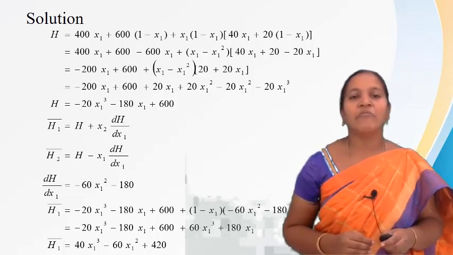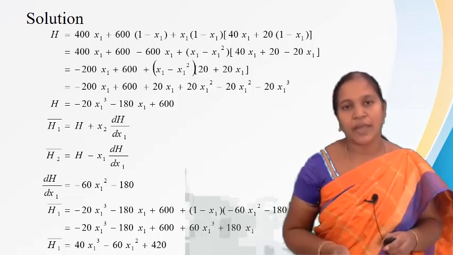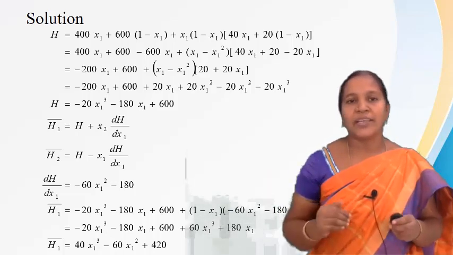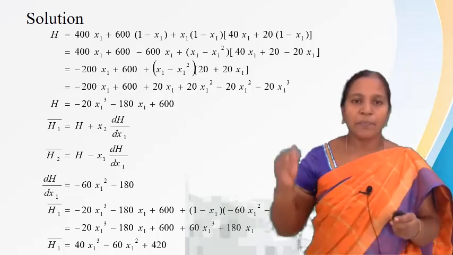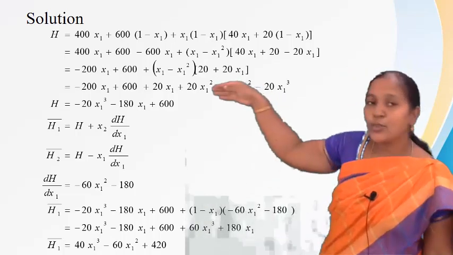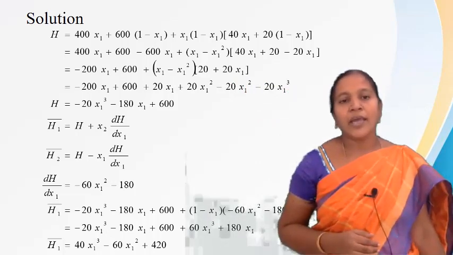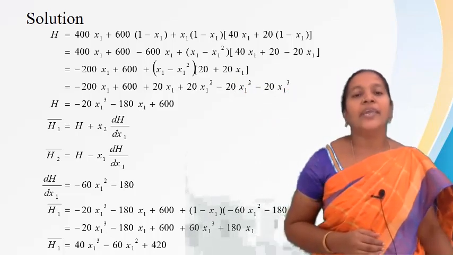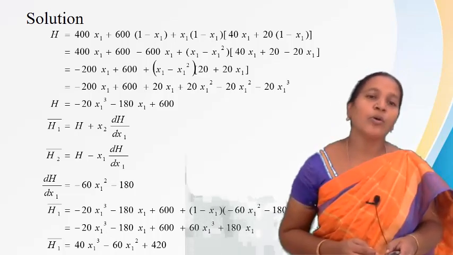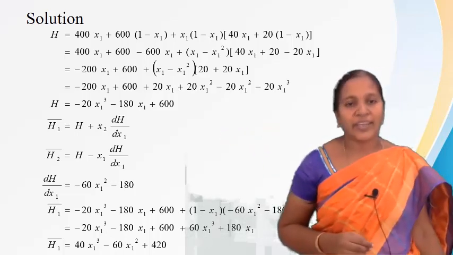Here substitute M with H because the given expression is in terms of H, that is enthalpy. In the given expression, we have to replace x2 with 1 minus x1. Then simplify the H expression. We will get H is equals to minus 20x1 cube minus 180x1 plus 600. Then calculate the dH by dx. Differentiate H expression with respect to x1, that is equals to minus 60x1 square minus 180.